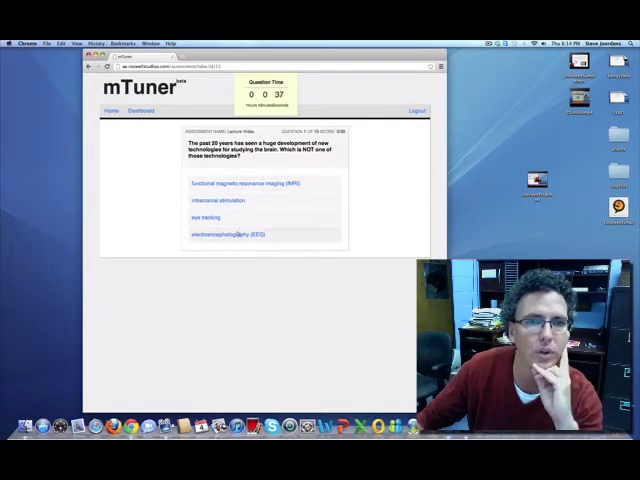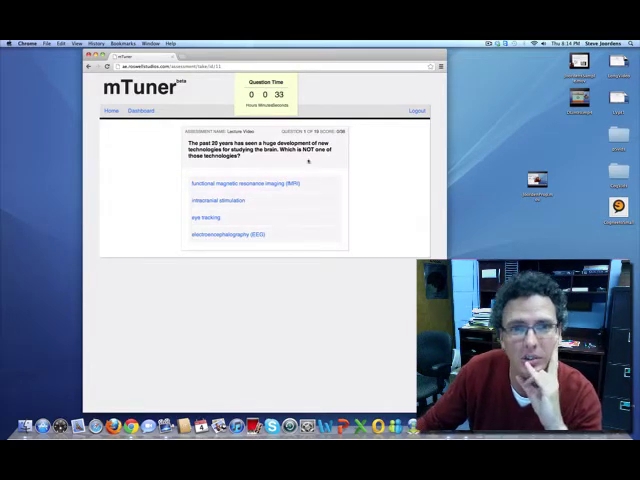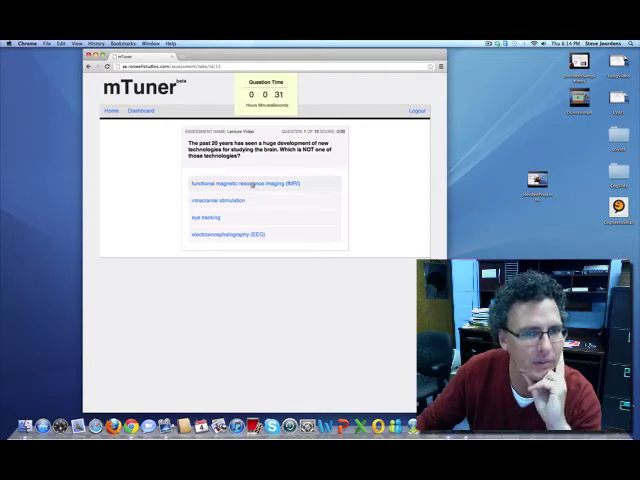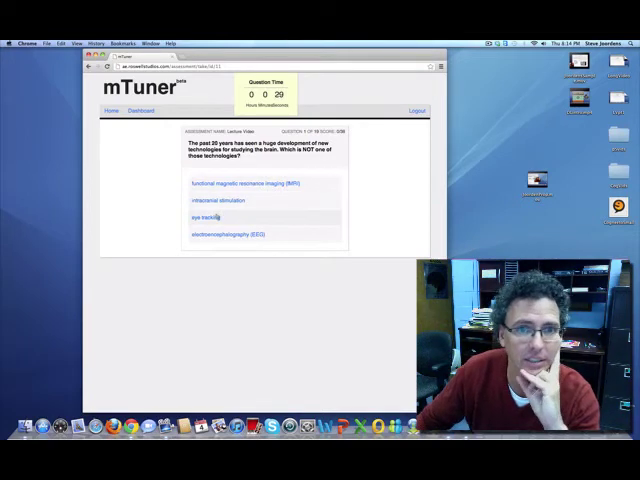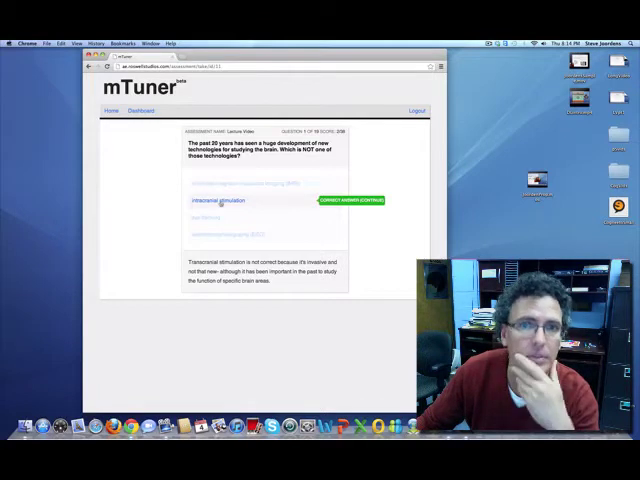Okay, so here's our 4 alternatives. Do you know which one's correct? Now again, this is tricky. Which is not one of those technologies. fMRI is, eye tracking is, electroencephalography is, intracranial stimulation is not. So I'll pick that. I'm correct.